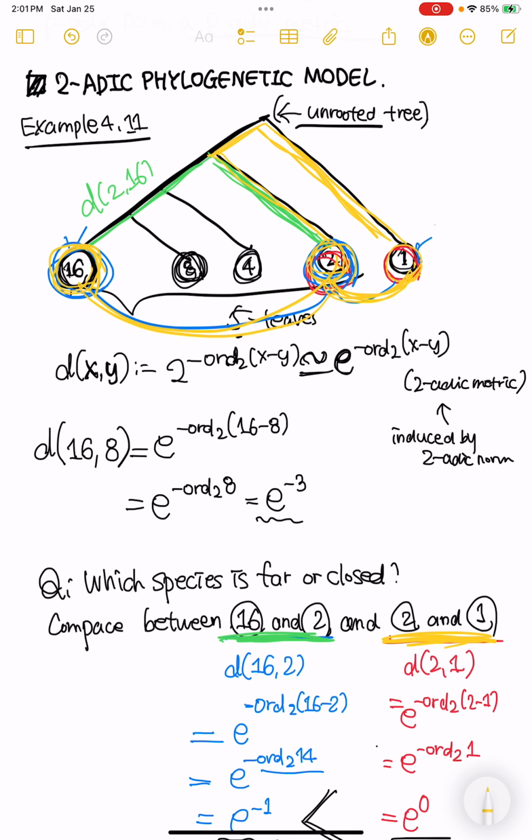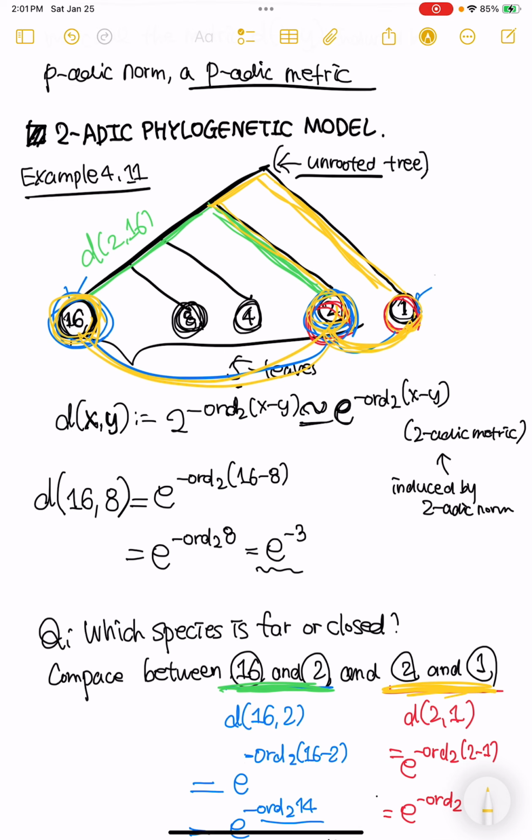Even though two leaves are close in the phylogenetic model, that does not guarantee two species are deeply close. Rather, 2 is more related to 16.